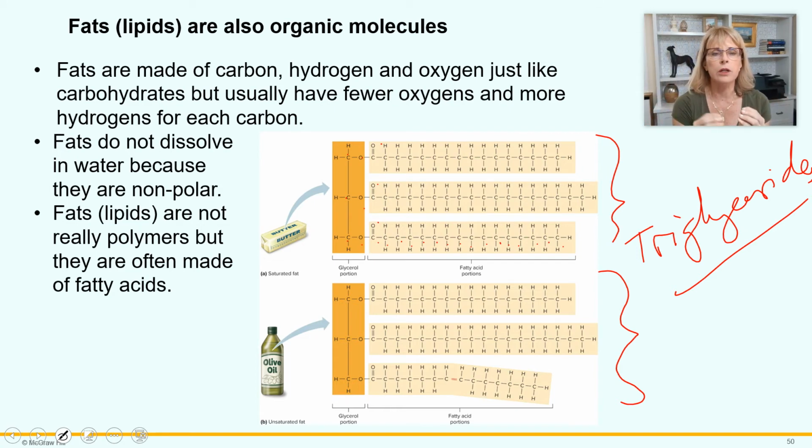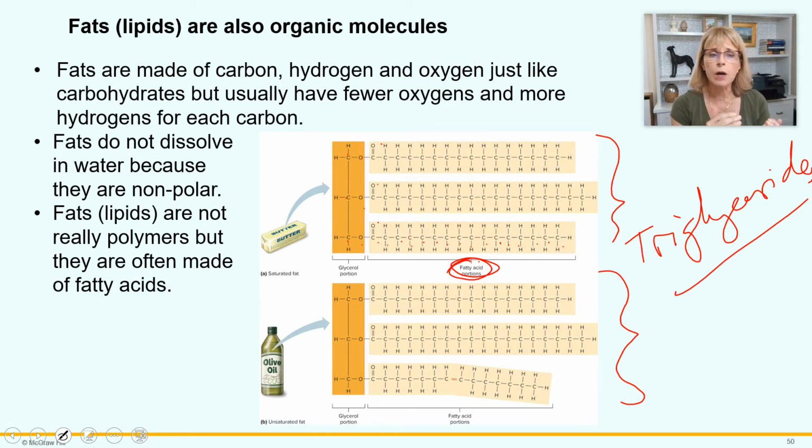Lipids are not polymers, but they are made out of smaller subunits called fatty acids. So it's not really correct to say that the fatty acid is the monomer of the lipid, but I could ask, what is the building block for lipids? And the answer I will want to hear is fatty acids.